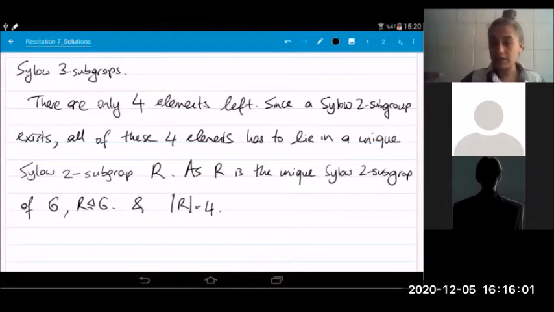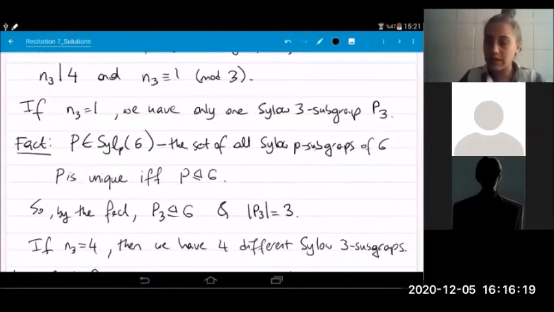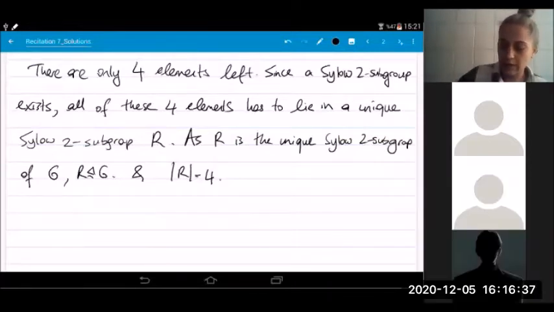So we have evaluated all of the possible cases, right? We have only 2 cases, which are n3 is equal to 1 and n3 is equal to 4. When n3 is equal to 1, we have concluded that the Sylow 3 subgroup is a normal subgroup of order 3. And if we have 4 different Sylow 3 subgroups, in this case, we have the Sylow 2 subgroup as the normal subgroup of order 4. So we have covered all the cases. So we are done.